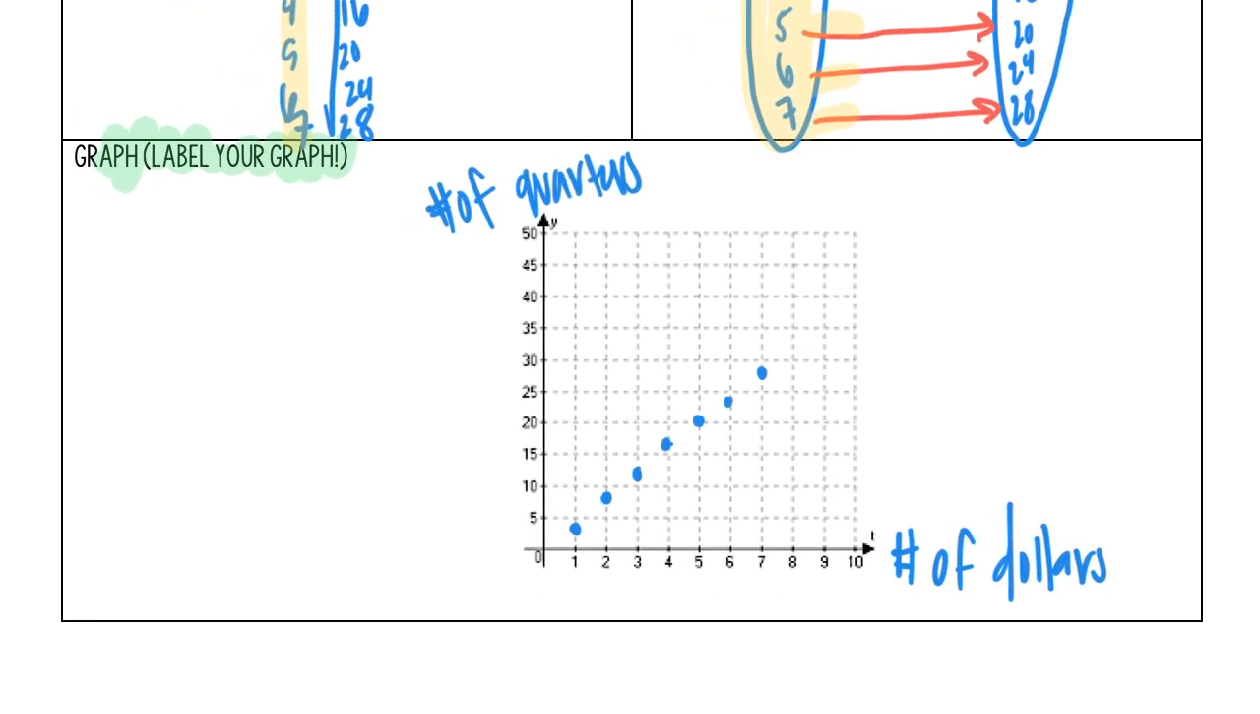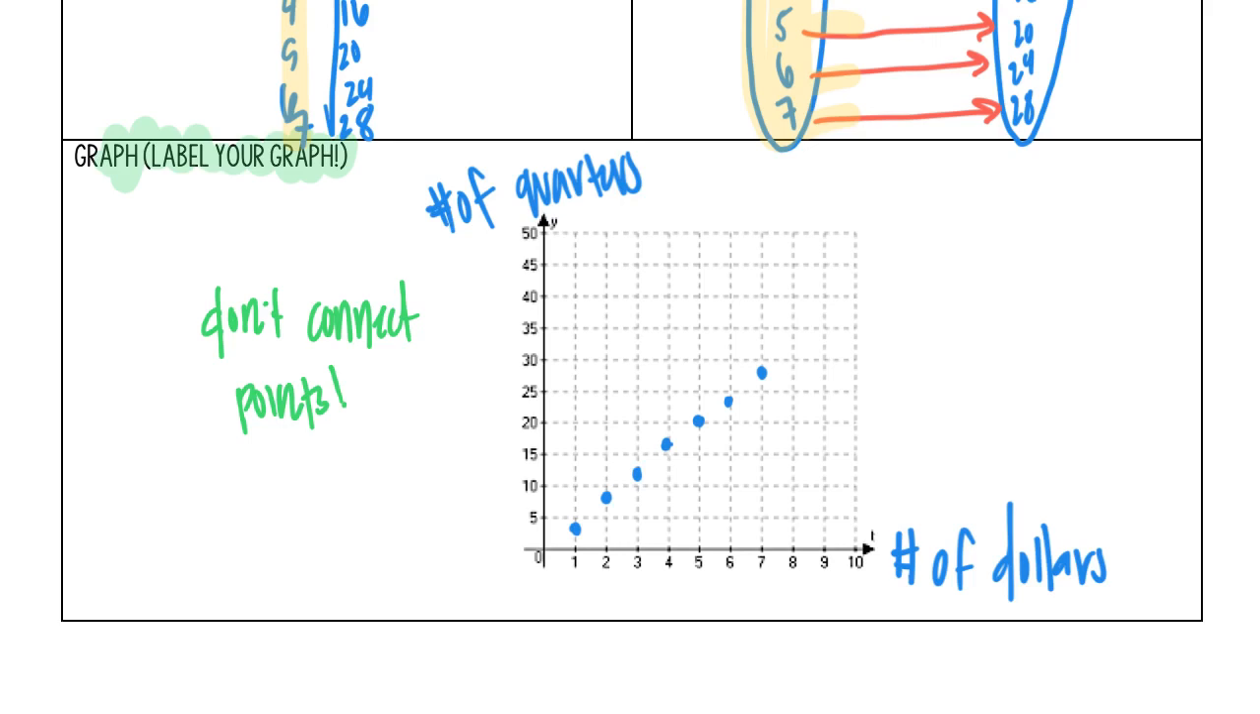Whenever we see dots, it's like we go back to being kids again. We want to connect the dots. However, make sure in this example that we don't connect the dots or the points. And I want you all to think for a second why.